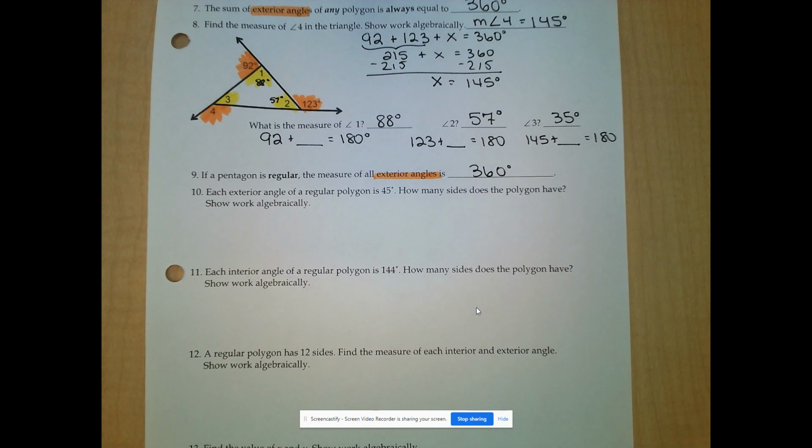I don't care if it's regular. I don't care if it's irregular. If it is a polygon, the exterior angles add up to 360 degrees. Each exterior angle of a regular polygon is 45. How many sides does the polygon have?